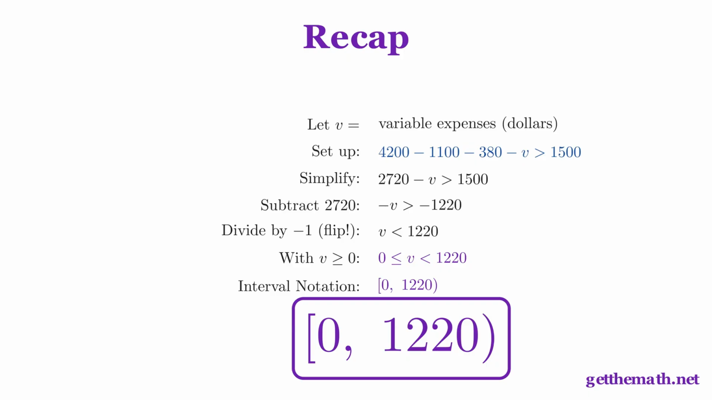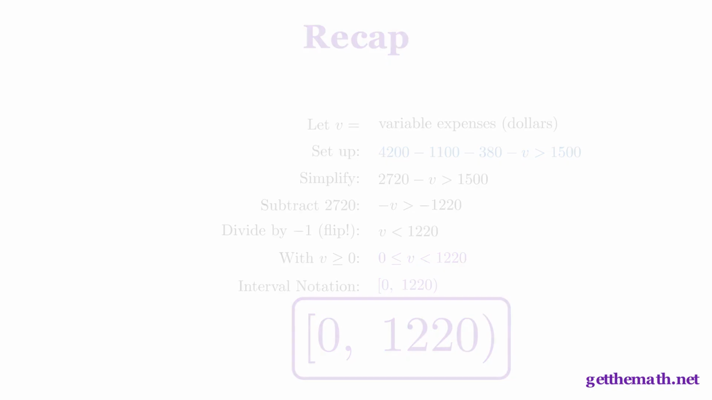Adding the real-world constraint that V must be at least 0, the final solution is 0 is less than or equal to V, which is less than 1,220. In interval notation the answer is closed bracket 0, 1,220, open parenthesis.